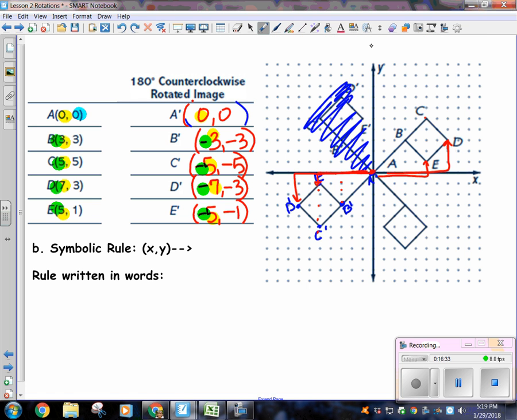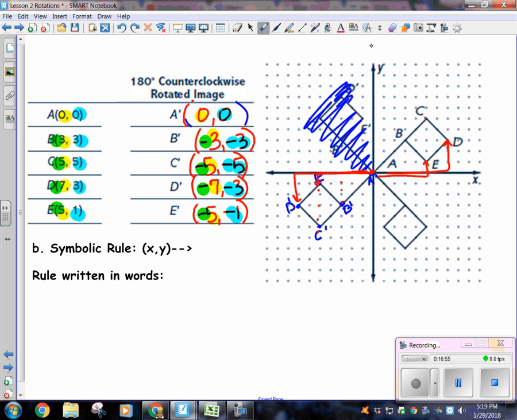Here I have 0, 3, 5, 3, 1. In the other column, Y's 0, 3, 5, 3, 1. Now they are -3, -1, -3, -1. Now, what is the pattern? I hope you see the pattern is the X's are going to stay.